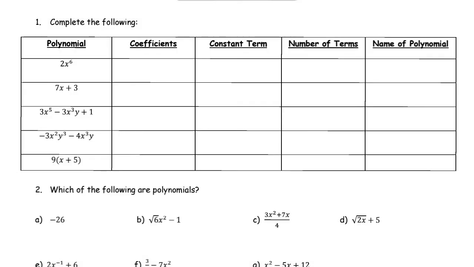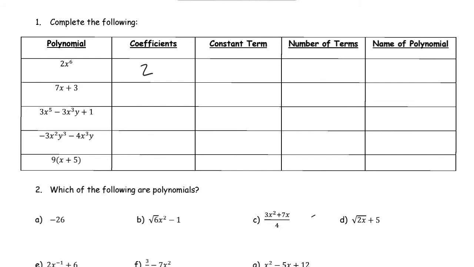Okay, so let's work through some of these questions here. So for each of these polynomials listed on the left here, we're just going to identify the coefficients, constant term, number of terms, and the name of the polynomial. So remember that the coefficients are referring to the numbers that we're multiplying by the variables in a term here. So in this case here, I've got one term, and the number multiplied out front here is 2.